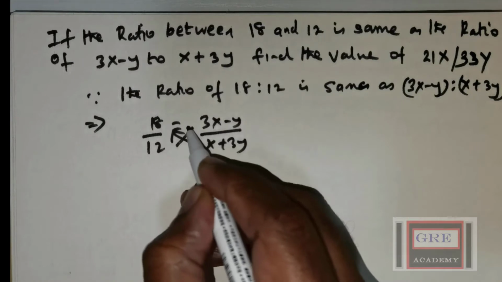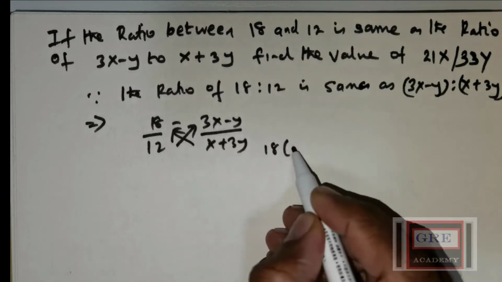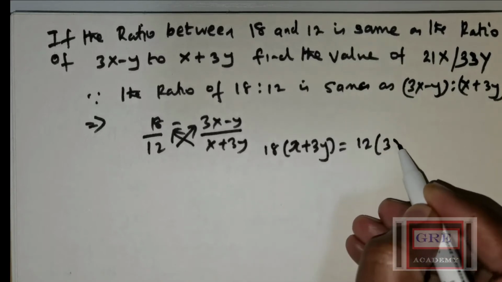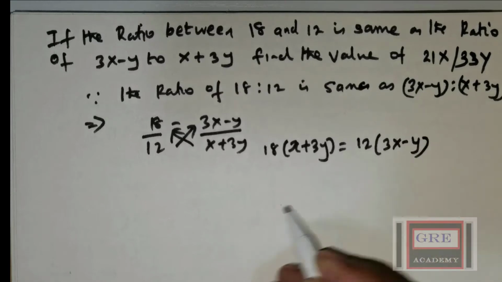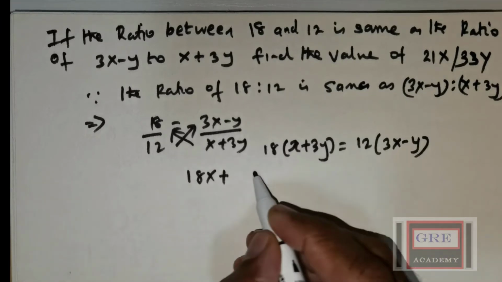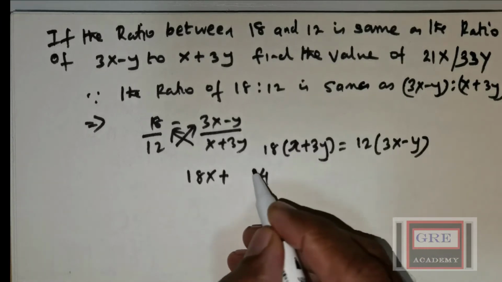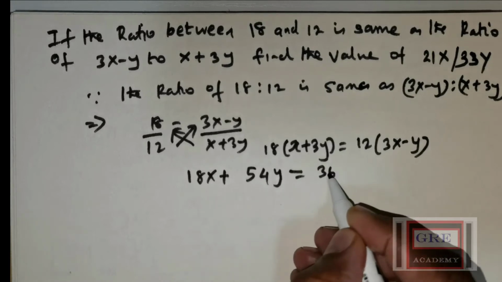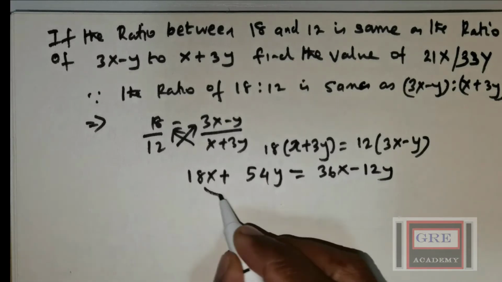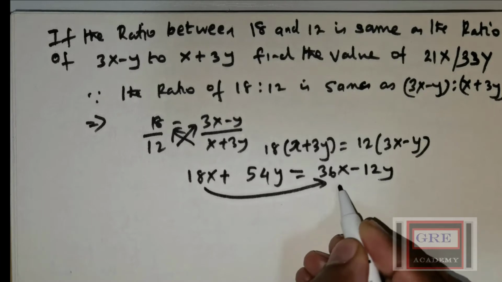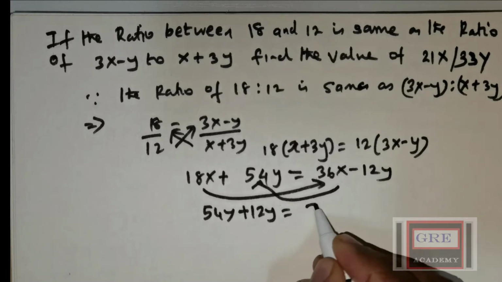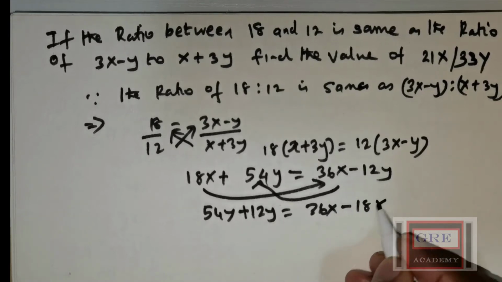Now cross multiplying, we have 18 times (x + 3y) is equal to 12 times (3x - y). I can rewrite this as 18x + 18 times 3, which is 8 threes are 24, 2 threes are 6 plus 1 is 7... 54y is equal to 36x - 12y. Now what I'm going to do is move all the x to one side and the y to the other side. So this would be 54y + 12y is equal to 36x - 18x.